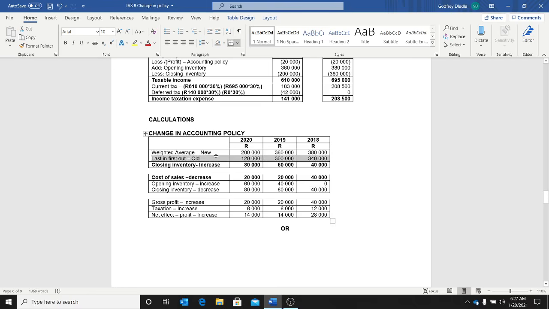Okay. Now, remember, you want to move from last in, first out, meaning the old one. You want to move from it to the new one. Let's start in 2018, which is this one here. Now, I want to move from 340 to 380. Right. So it tells me that I must increase my inventory, the closing inventory, by 40.